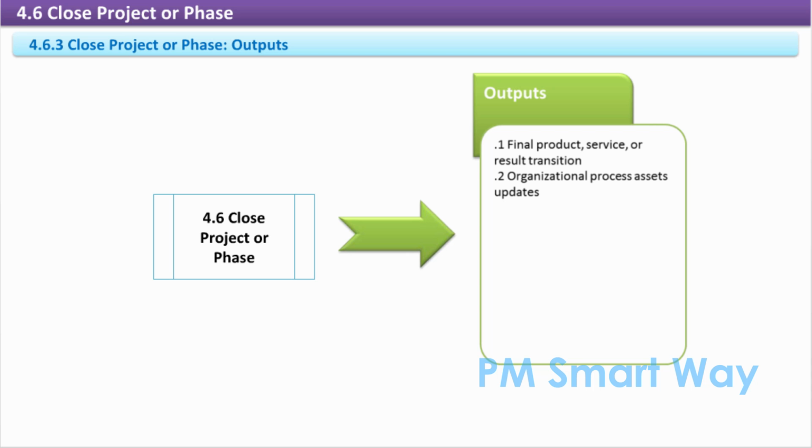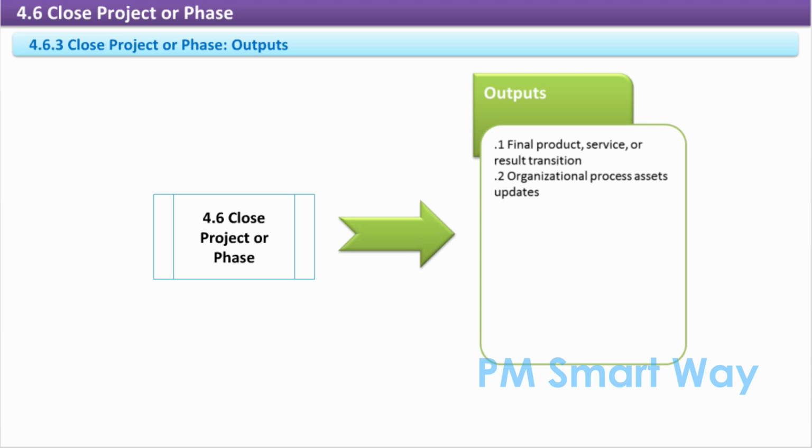Close project or phase. Outputs. Final product, service, or result transition. When the project is closed, the objective the project was undertaken for can truly be considered in final form. In the case of phases, this refers to the intermediate result produced by the phase.